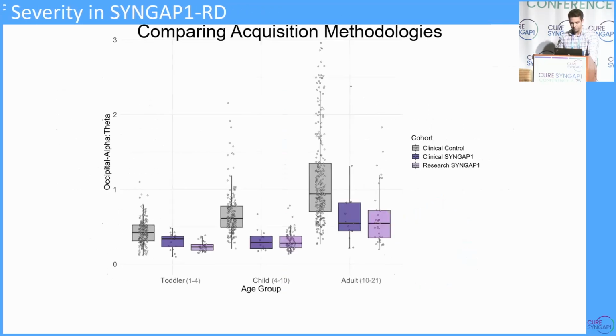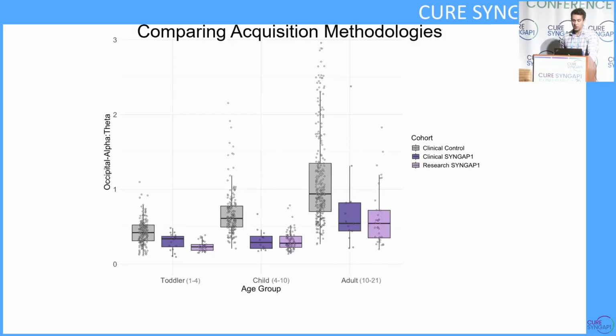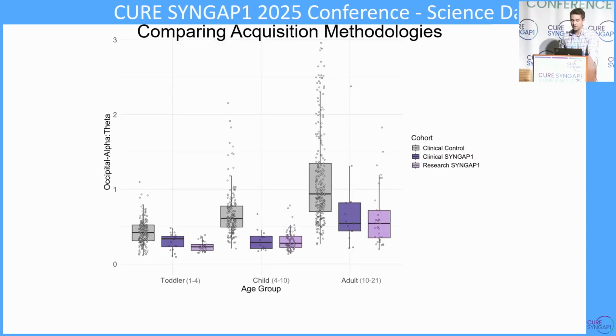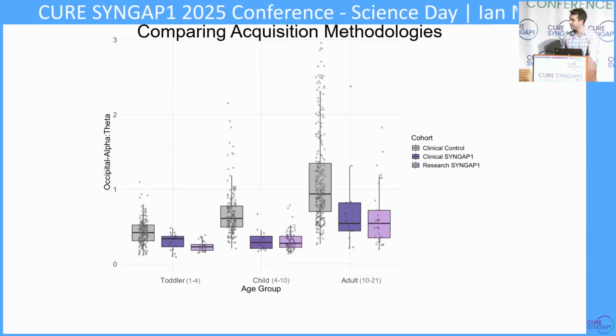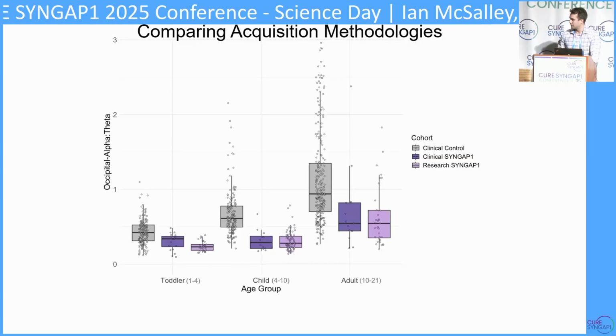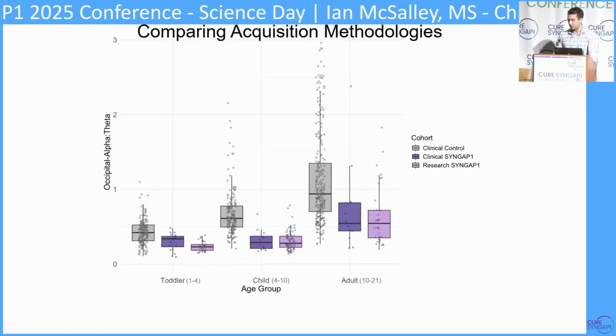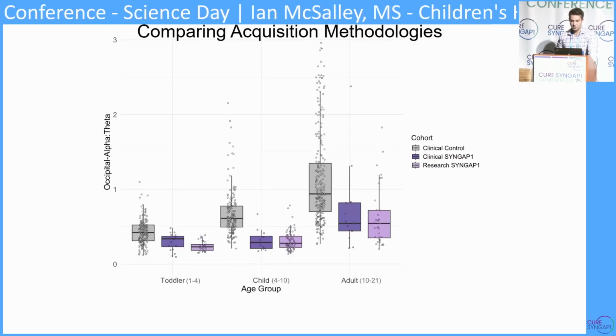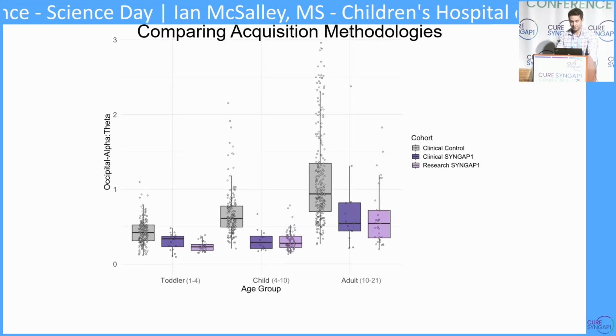So it seemed like a prudent question to ask, is the signal preserved across acquisition technologies? And the answer is yes. Here I'm showing you our occipital alpha theta measure, which is now shown across 3 broad age ranges with the controls in gray, our clinical SYNGAP recordings in dark purple, and the lighter purple being our research recordings. You can see that there is very little difference between both our SYNGAP cohorts. So our candidate measure can be adequately detected with 2 different technologies.